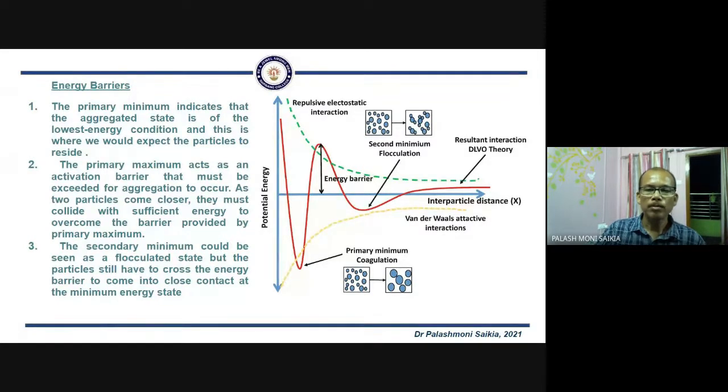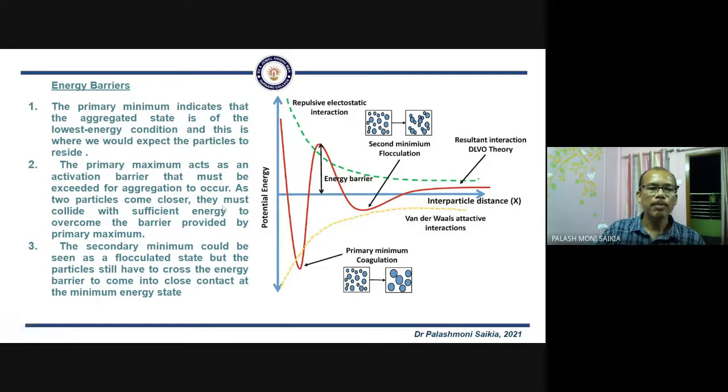And the primary minima is also nothing but the state of lowest energy. So where the particles stay, that is the coagulated state. Once they go to the coagulated state, okay, their potential energy will be minimum. Now if they want to go to the colloidal state, they have to overcome the energy barrier, and that is called the primary maxima.